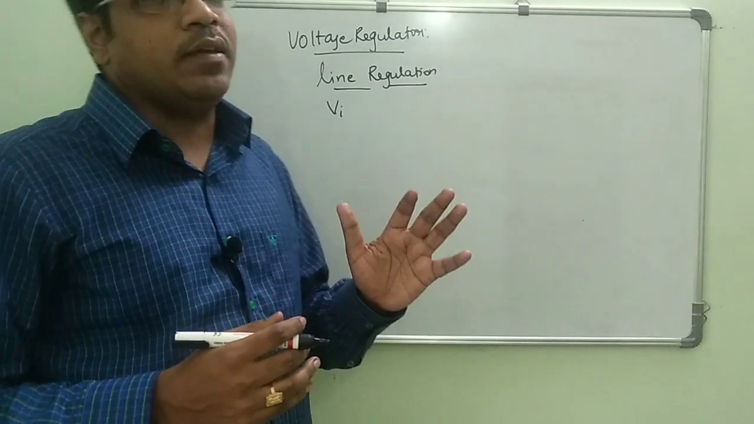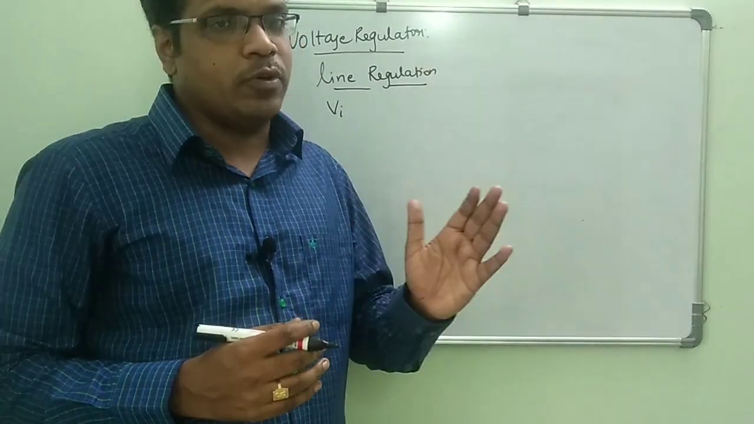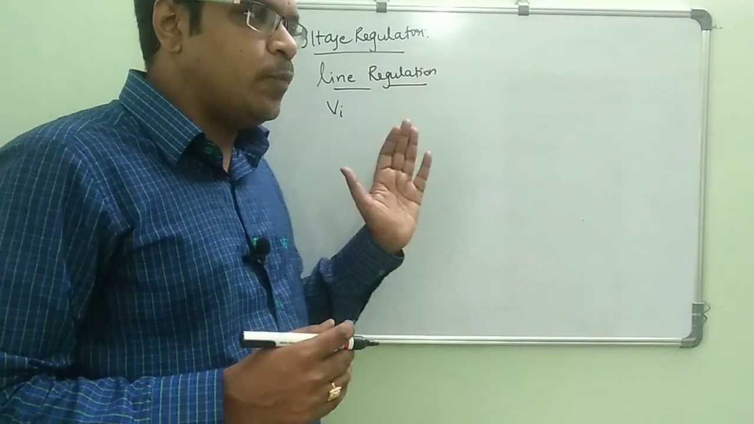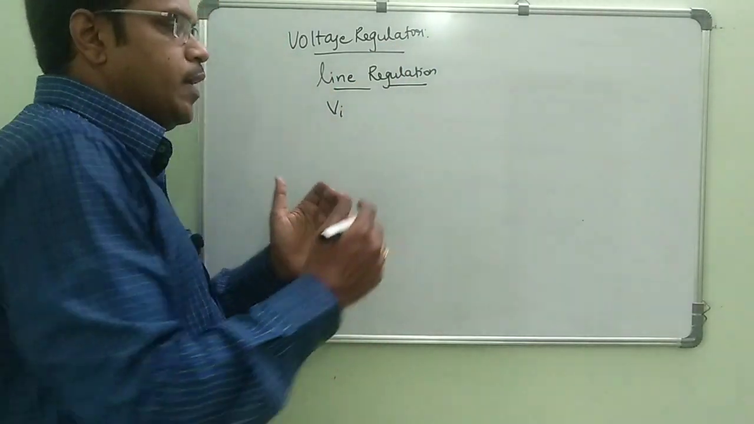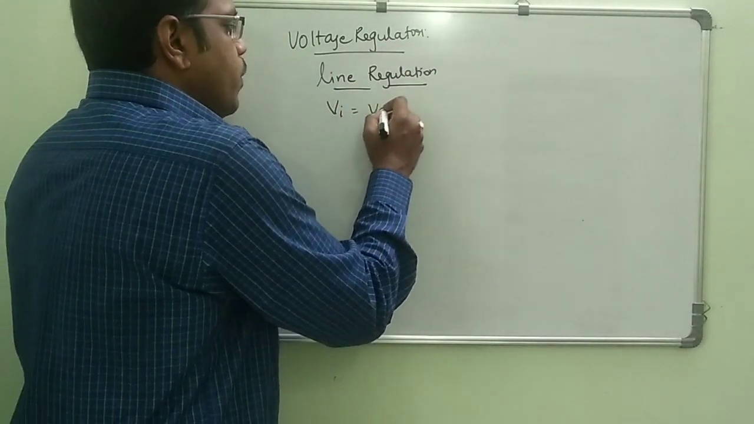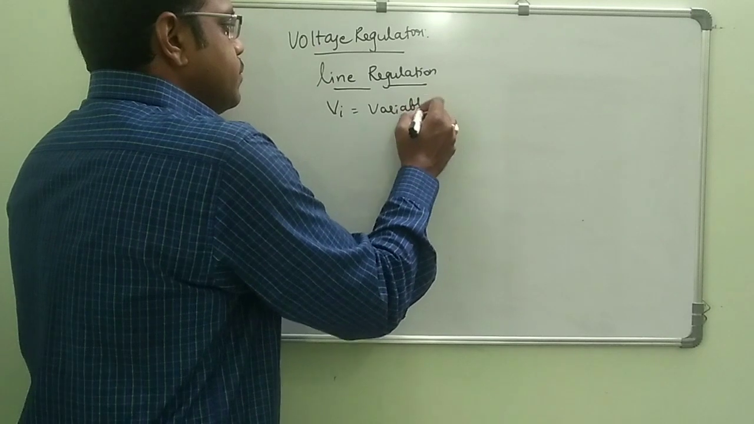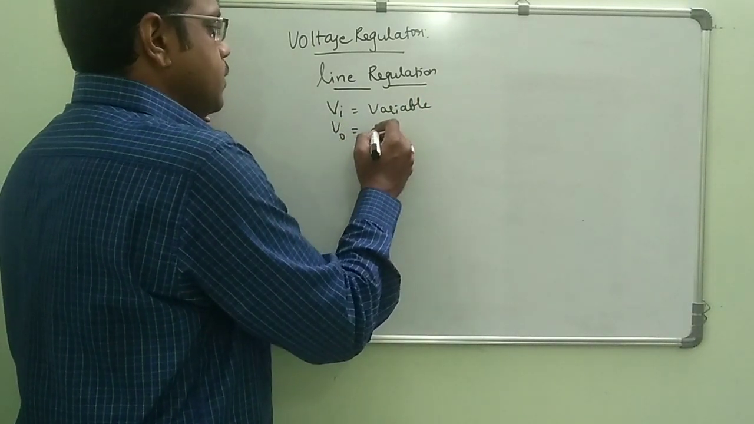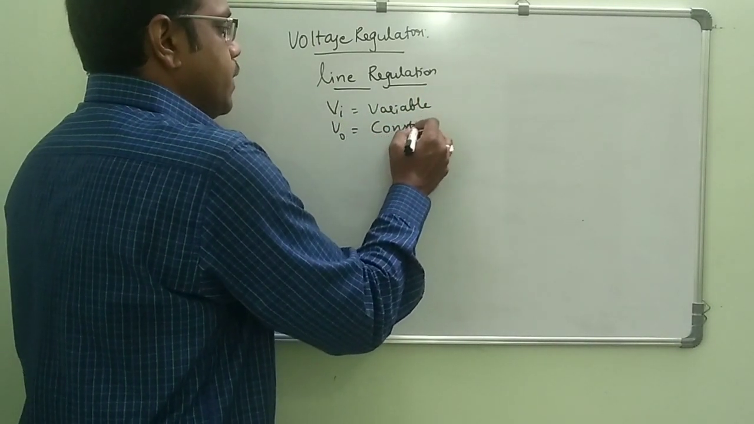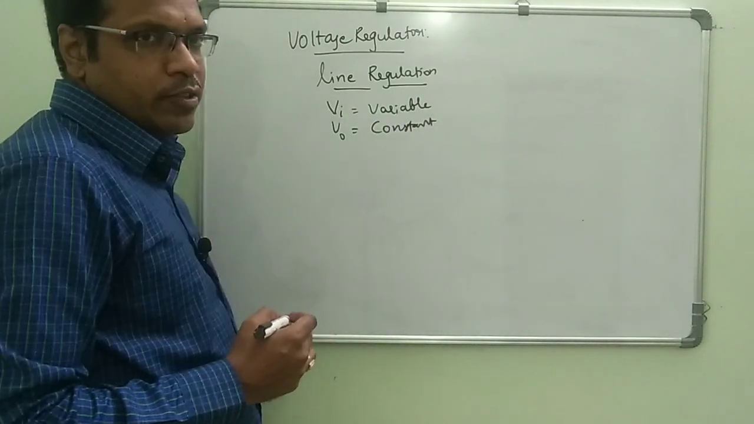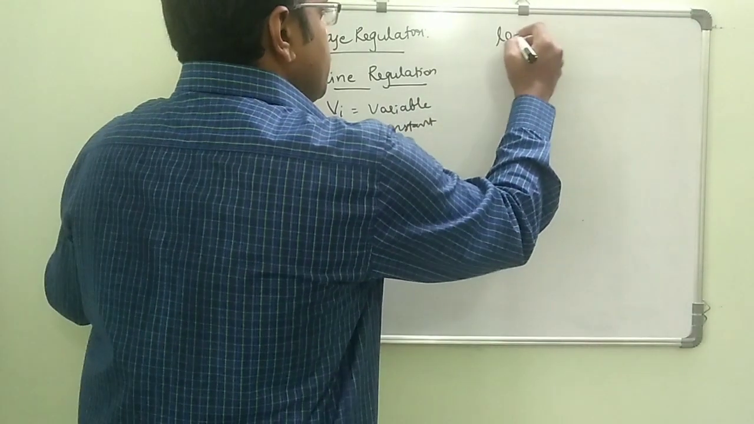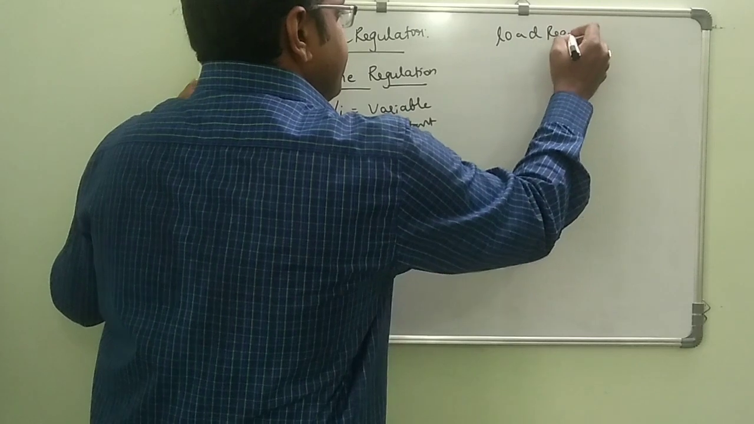Actually, any power supply always needs an input and an output. This input coming from the power supply is variable, and the output we should maintain constant. That is line regulation. And the next one is load regulation.